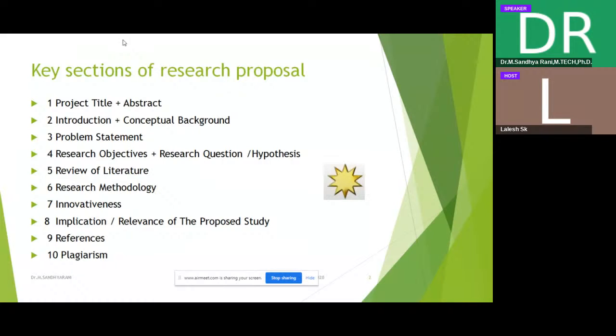Number one, the first step is a project title and an abstract. Number two is an introduction and conceptual background. Number three is problem statement. Number four is research objective or research question or hypothesis. Number five is literature review, and number six is research methodology. Number seven is innovativeness. Number eight is implementation or relevance of the proposed study. Number nine, and a compulsory one, is references. And number 10, a very recently added and very important one, is plagiarism.